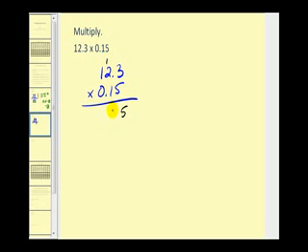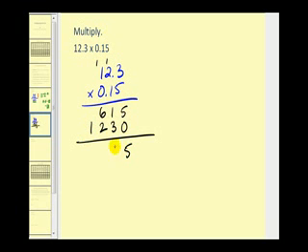Plus 1, that would be 11. Carry 1. And 5 times 1 would be 5. Plus 1, that would be 6. Now for the next row, we'll add a 0 here and then multiply by 1. So we'll have 1 times 3, 1 times 2, and 1 times 1. This should be reviewed when we multiplied whole numbers. Now we'll add 5, 4, 8, 1.